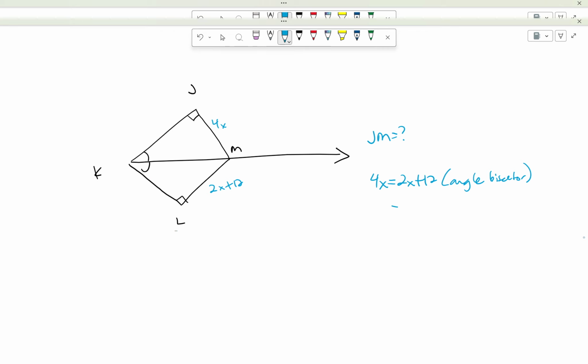So let's go ahead and now just complete. There's a little bit of algebra, right? So we're going to subtract 2x from both sides. 4x minus 2x is 2x, and that's going to be equal to 12. And I'm going to divide both sides by 2. So x is going to be equal to 12 divided by 2, which is 6.